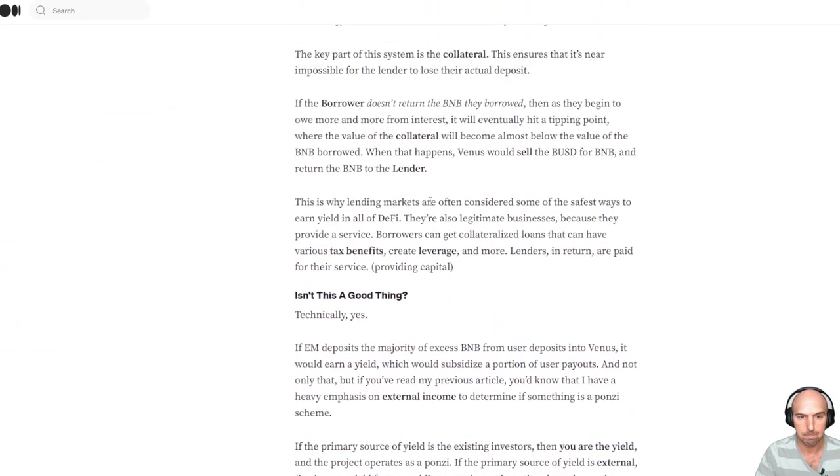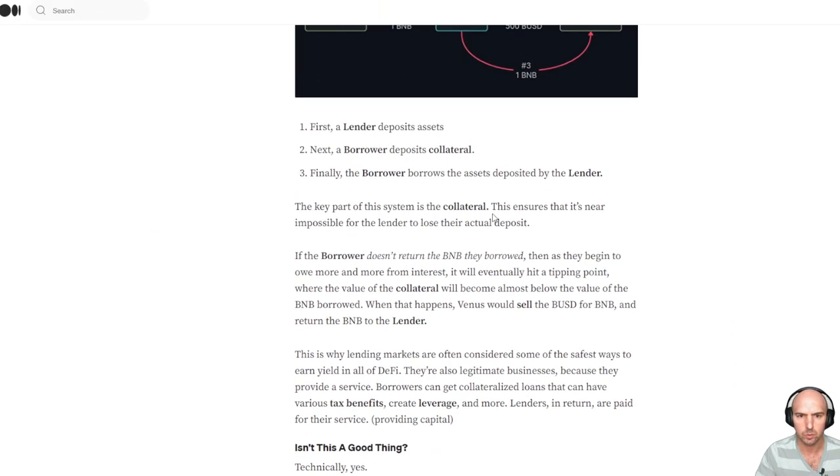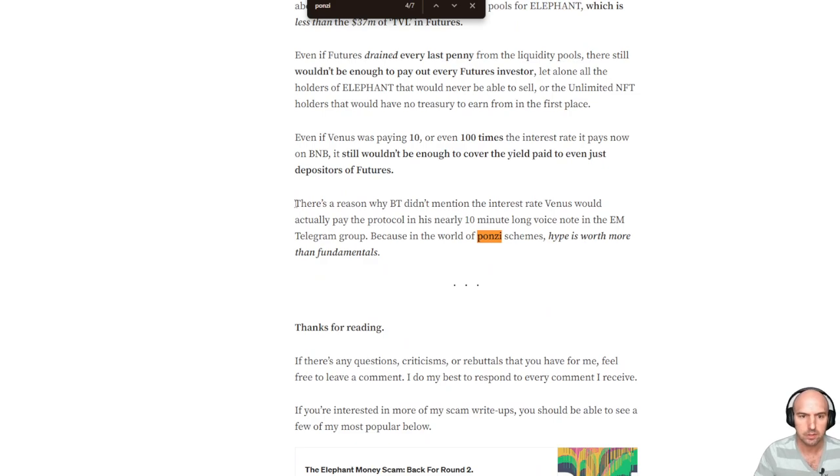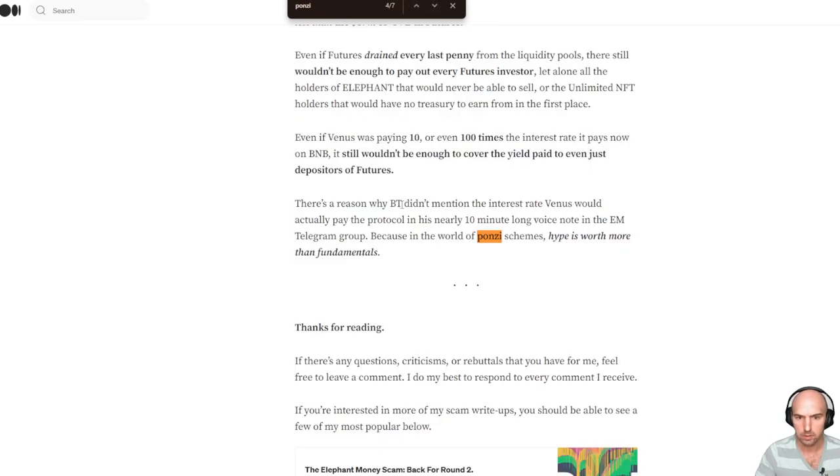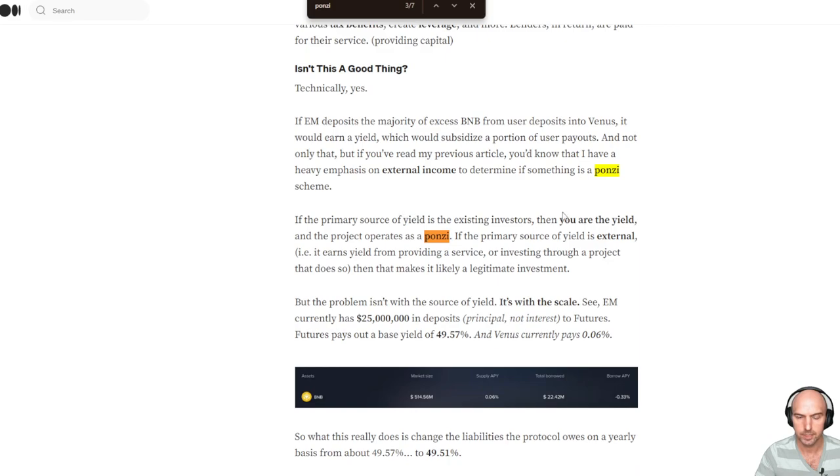So, here, I think this is where it says what a Ponzi is. Let's find the actual thing here. Right here. And this is my exact thought process too. If the primary source of yield is the existing investors, then you are the yield, and the project operates as a Ponzi. If the primary source of yield is external, the yield from providing a service or investing through a project that does so, that makes it likely a legitimate investment.